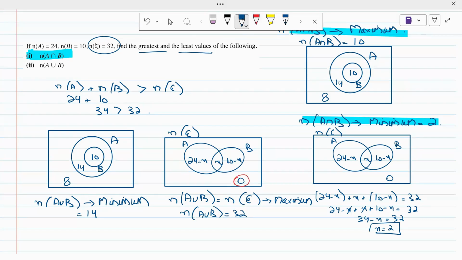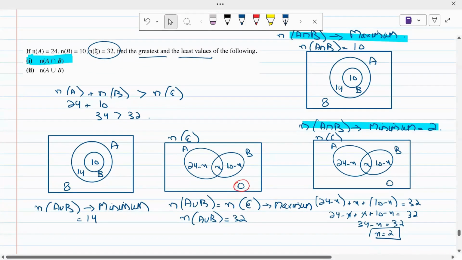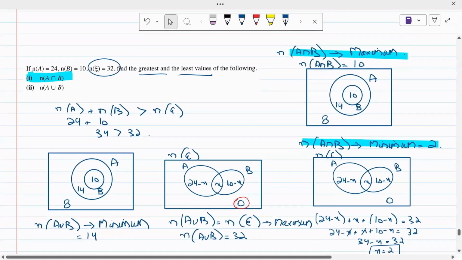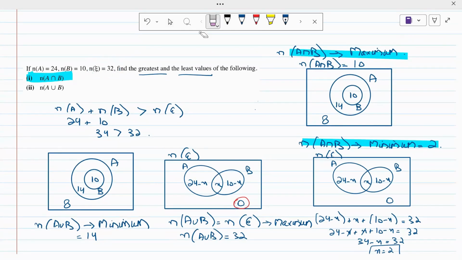Sir, in part 1, I don't understand this part: n(A) plus n(B). Acha, look, the universal is 32. The universal is 32.